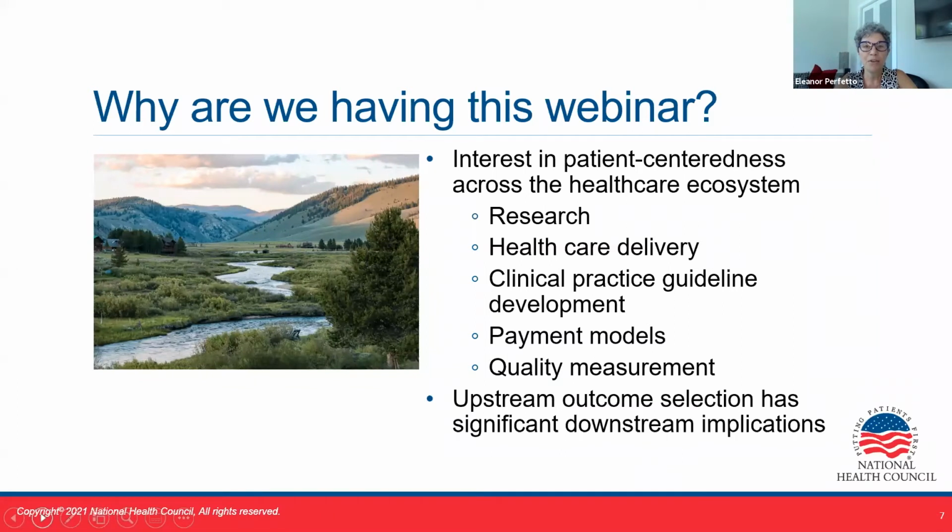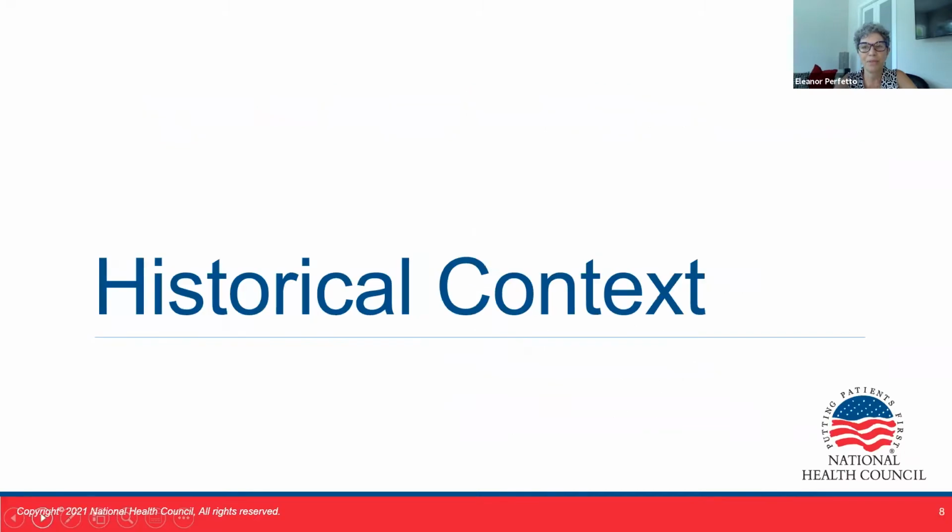With that increase, we want to be sure that there's a good foundation that we're building upon, that everyone has a good understanding of what we mean when we say that a measure or an outcome that we are looking at is patient-centered. This outcome selection that happens in research and care has significant downstream implications, and that's why it's good that we have a good foundation built. So let's begin with a little bit of historical context.